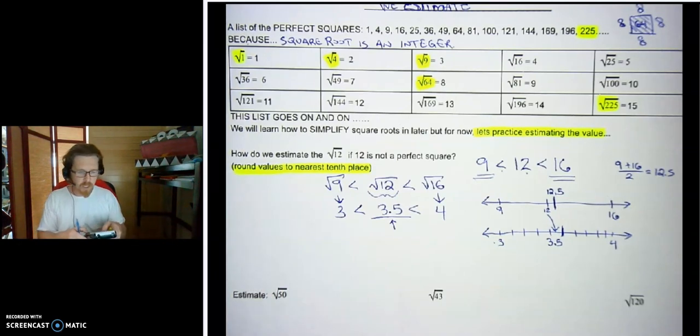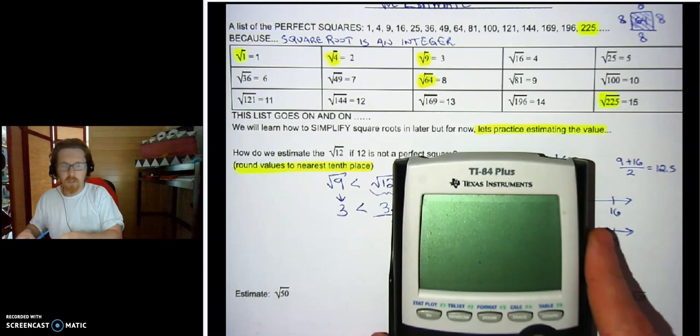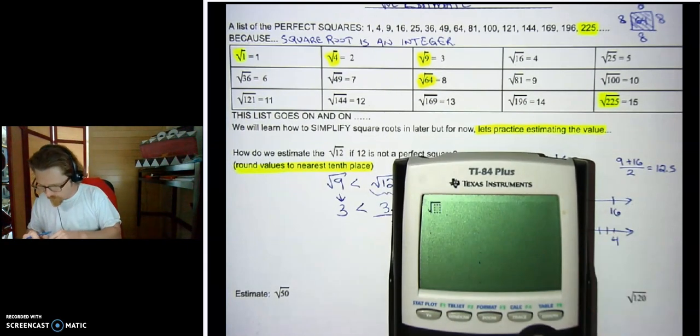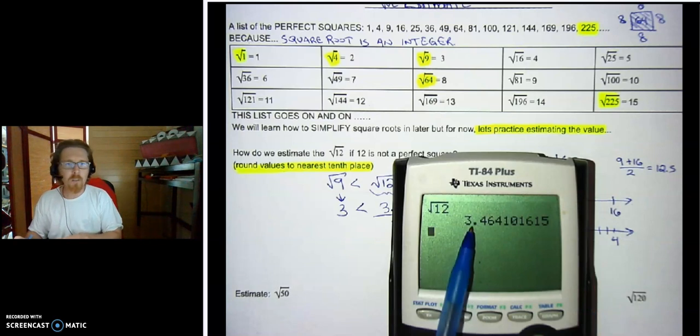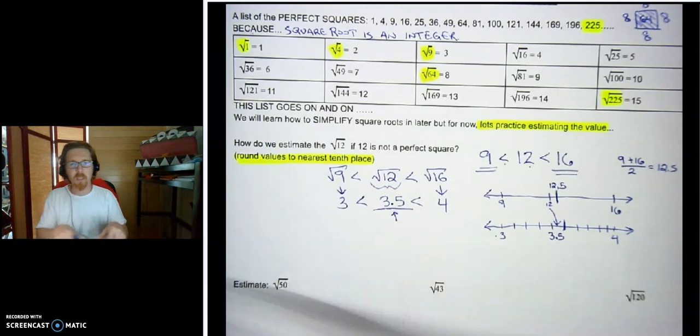Now we can actually check just by using technology. We'll use a calculator real quick. I want to know what the square root of 12 is. And my calculator tells me that it's 3.4641011615. Now notice 3.46, look how close that is to 3.5, which was our guess.